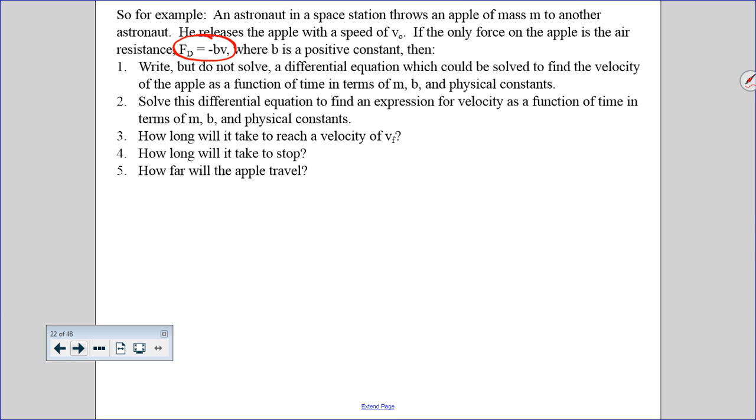Okay? So, why is there air resistance in space? Because they're in the space station, and they have air in the space station. Oh, yeah. Cool? Right. All right.